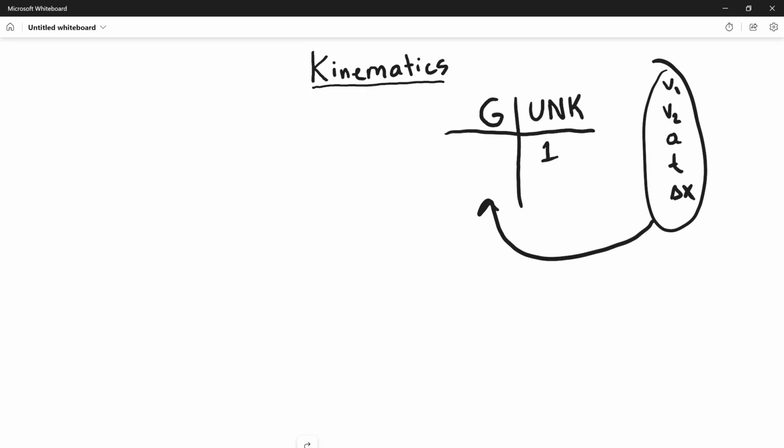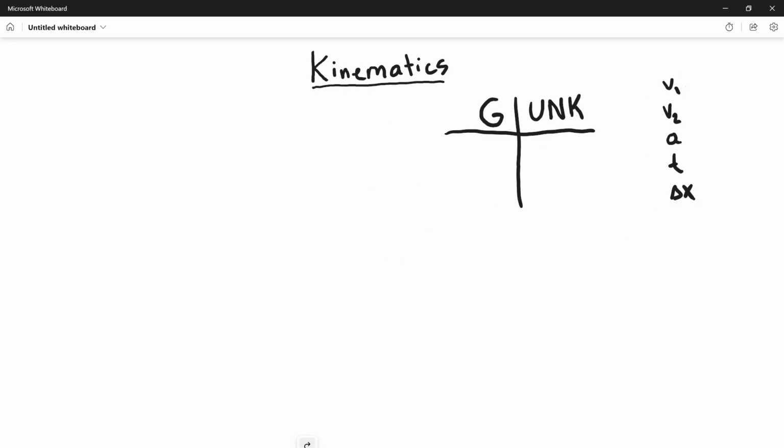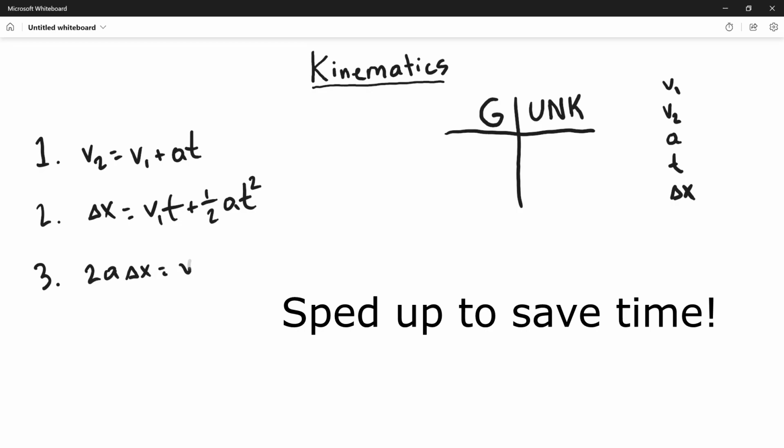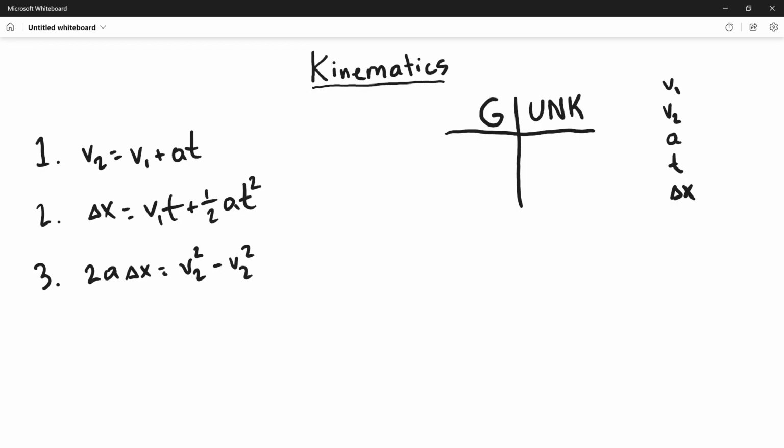Now, in terms of the equations that you're given, your physics class will likely give you 3 equations. The first is the final velocity equals the initial velocity plus acceleration times time. The displacement is equal to initial velocity times time plus 1/2 acceleration times time squared. And the third is 2 times acceleration times the displacement is equal to the final velocity squared minus the initial velocity squared.